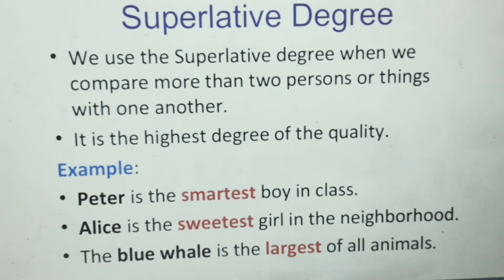Superlative degree. We use the superlative degree when we compare more than two persons or things with one another. It is the highest degree of the quality. Example: Peter is the smartest boy in class. Alice is the sweetest girl in the neighborhood. The blue whale is the largest of all animals.